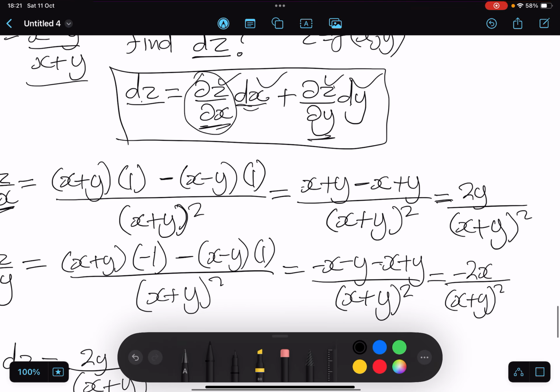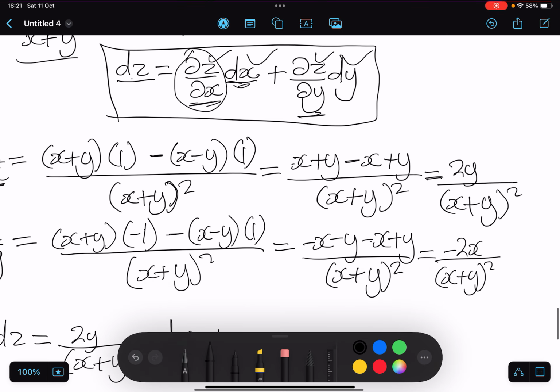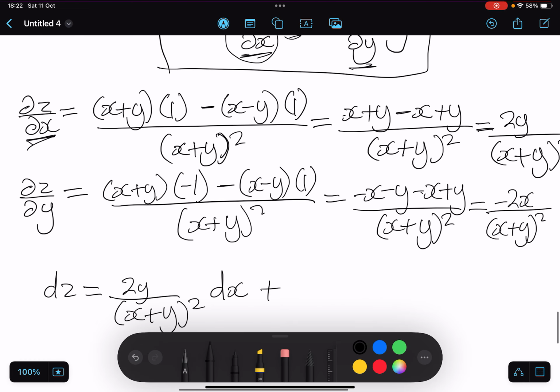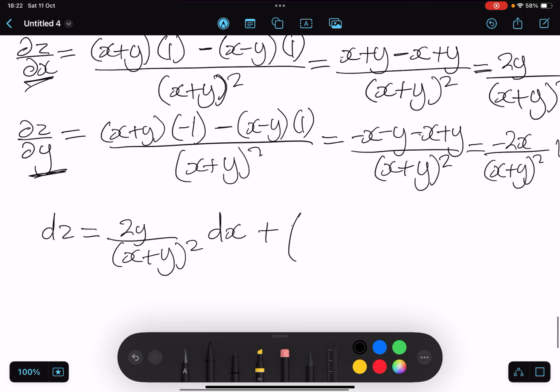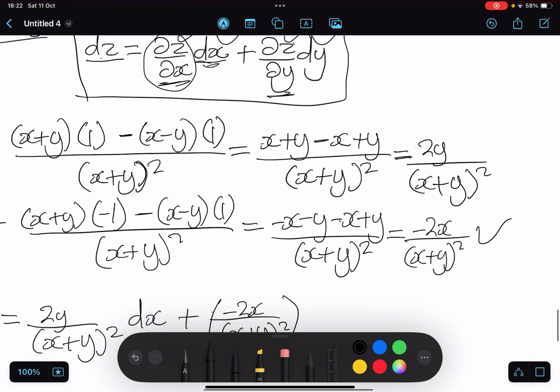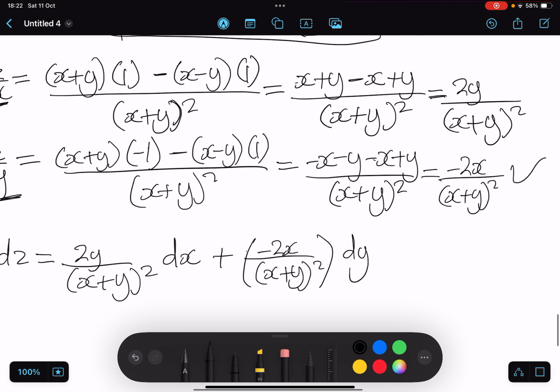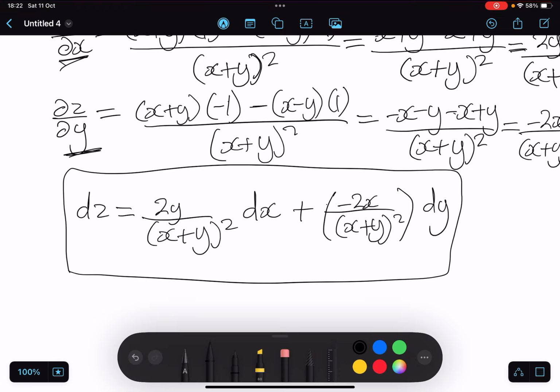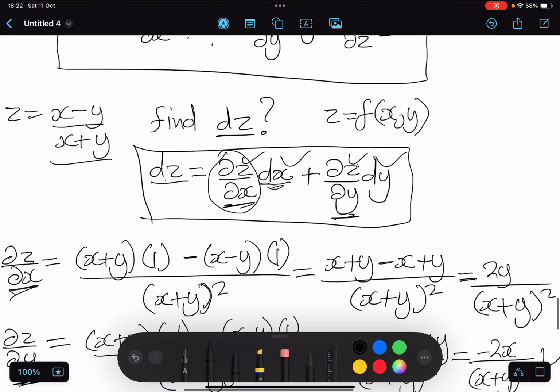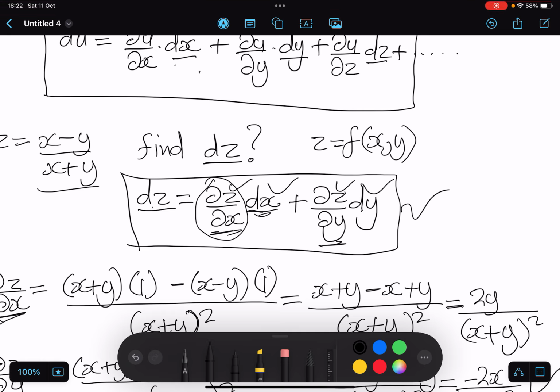dx, which is this, right? Plus dz dy. We have found dz dy to be minus 2x over (x plus y) squared, right? And then dy. So this is how you represent your total derivative of function z. It's just a basic concept, and this is the formula that we use.